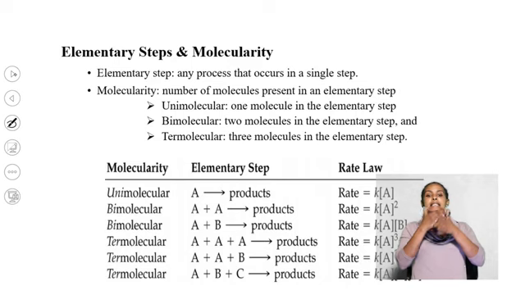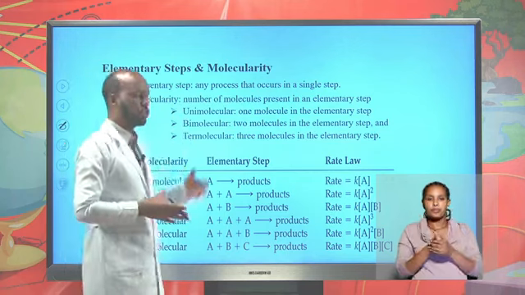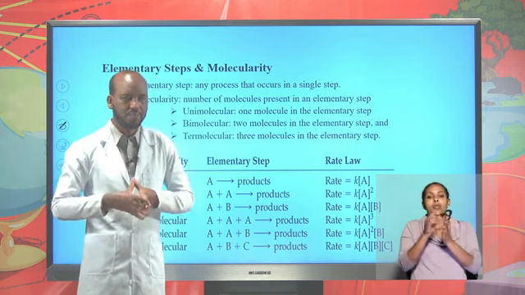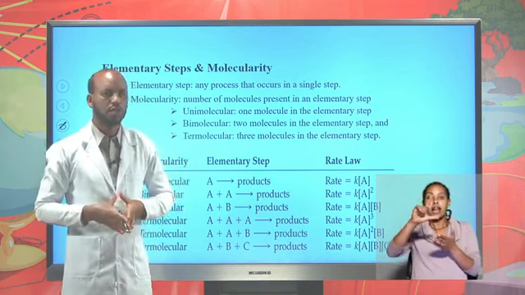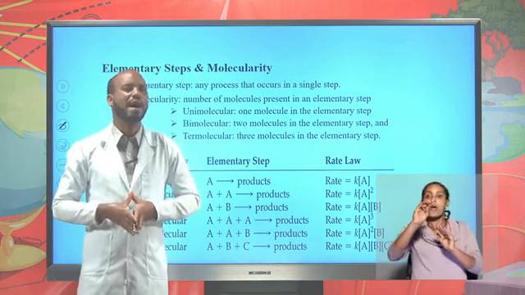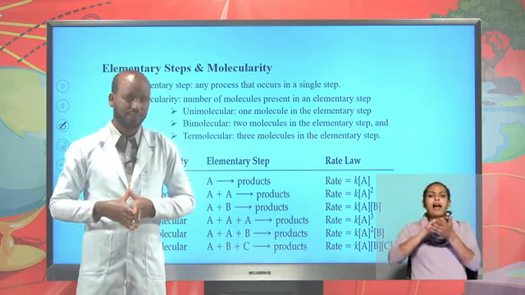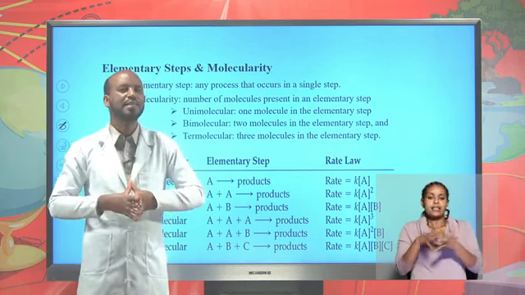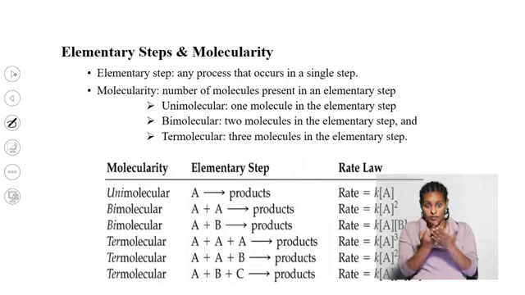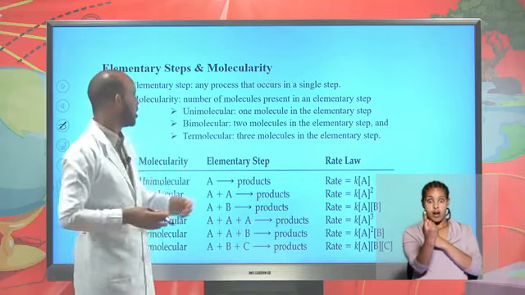An elementary step is any process that occurs in a single step. Molecularity is defined as the minimum number of reacting species. These particles can be ions, molecules, or atoms that can collide or contact each other to form a desired product. Therefore, the molecularity of a reaction can be unimolecular if there is only one reacting species.